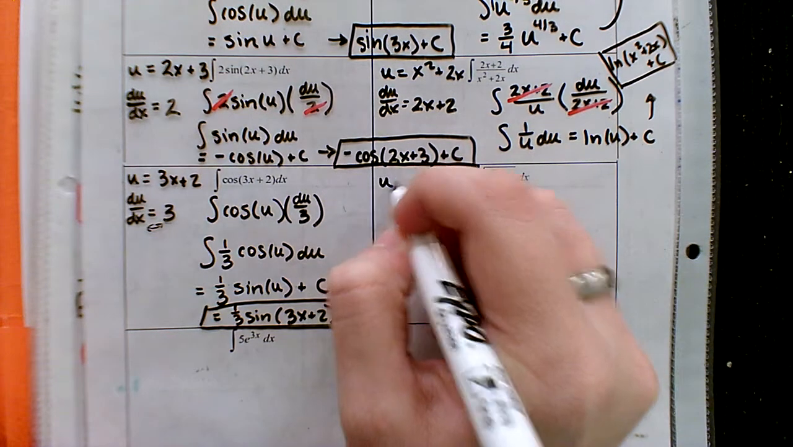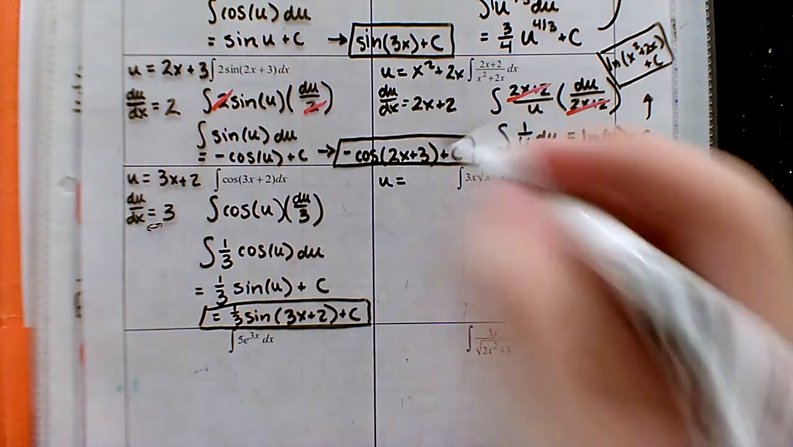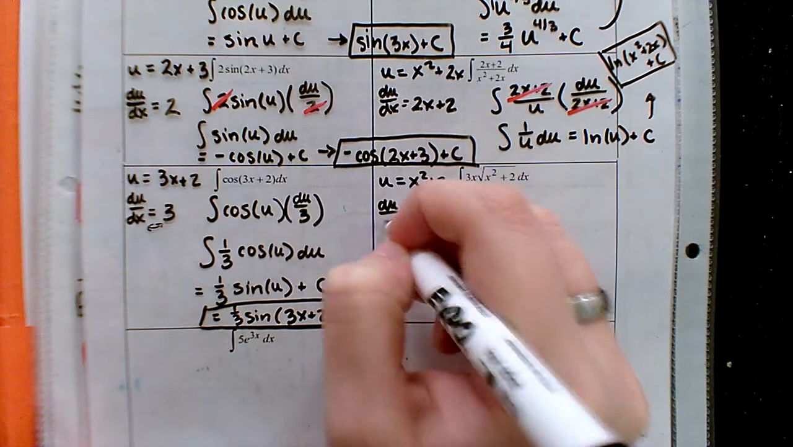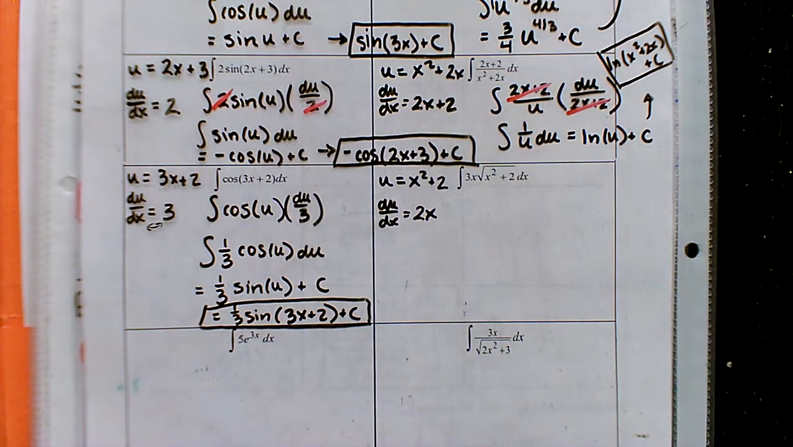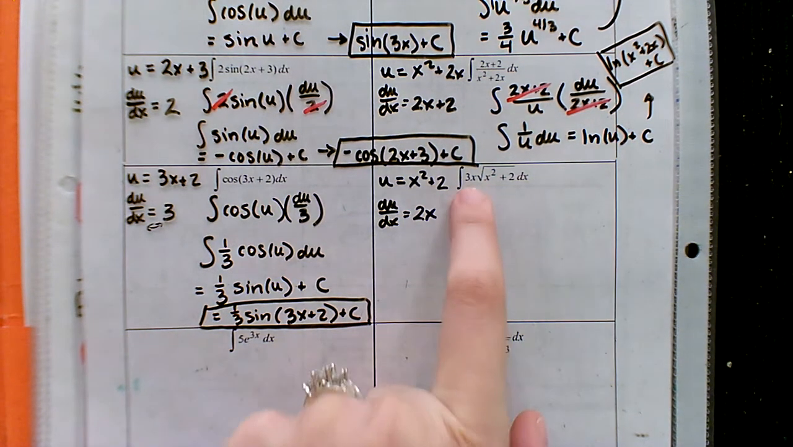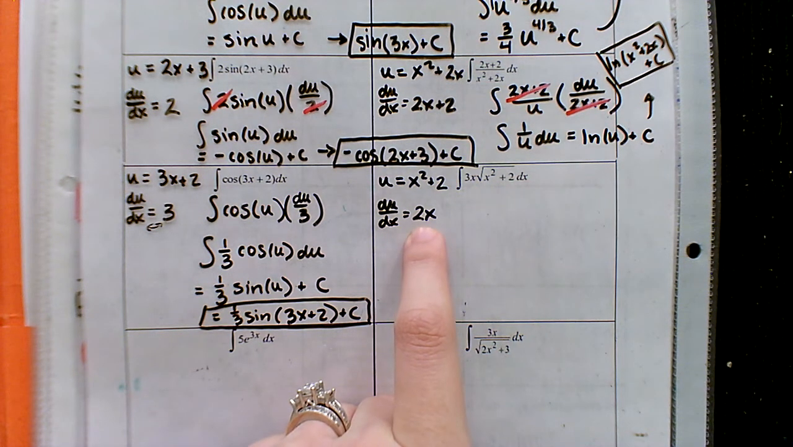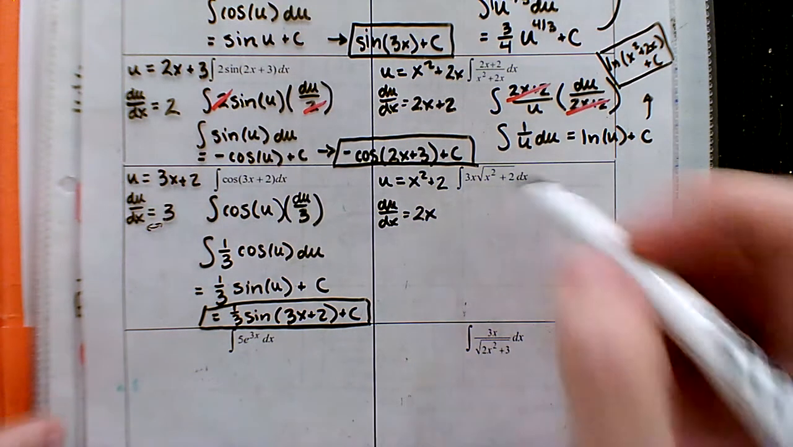What about the next one? What do you want to let u be? I agree, that's an inside, okay? And if we take the derivative of it, we'll get 2x. So the other part of this integral is the 3x out front. That's kind of similar to the derivative we have. Not exactly, but it's still very similar. Let's see how this is going to play out.